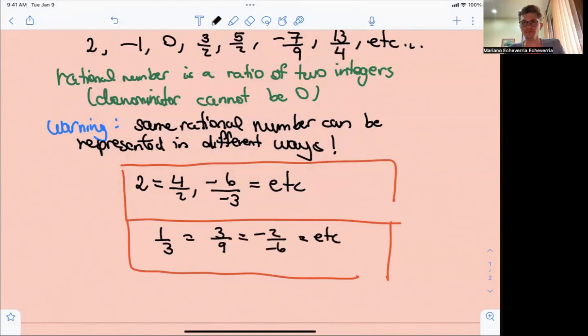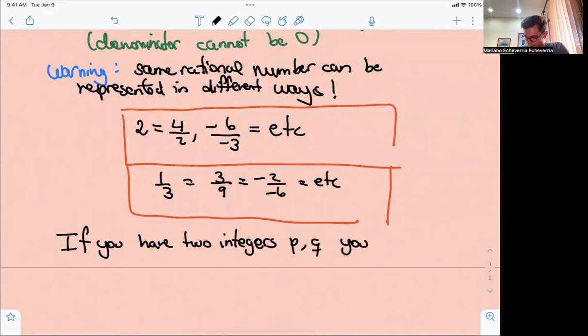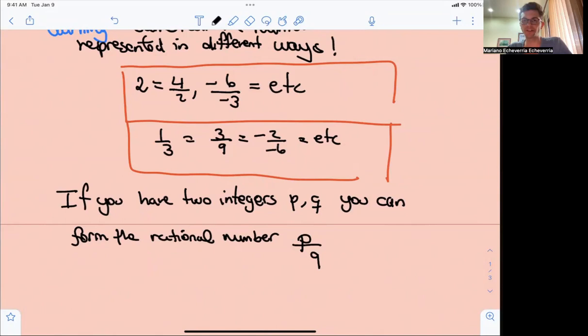So the thing is, when you start thinking about rational numbers, you have to think about the fact that they can be represented in multiple ways, right? A rational number is not just a ratio. Let me explain this in a different way. If you have two integers P, Q, you can form the rational number P over Q, right?